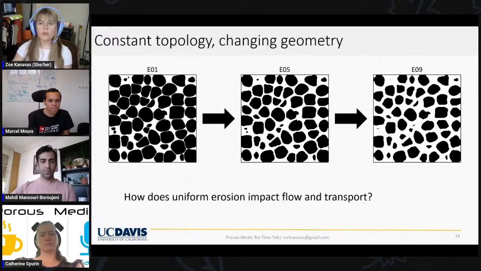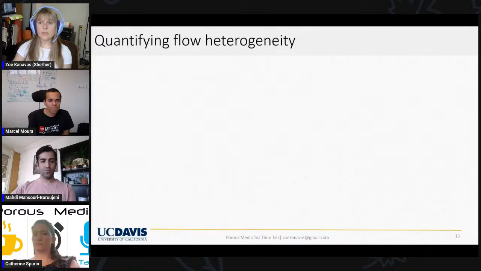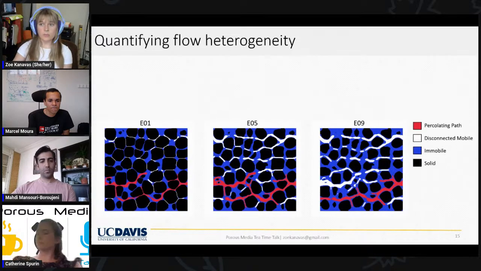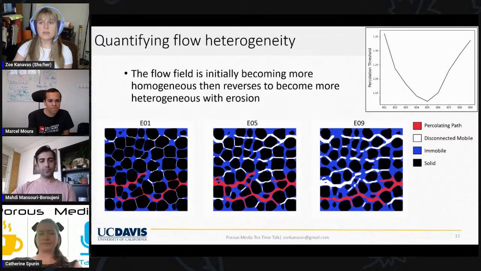Ultimately, through this work, we are trying to determine how uniform erosion impacts flow and transport. When we quantify the flow heterogeneity with the percolation threshold, we find that the flow field is initially becoming more homogeneous, then reverses to become more heterogeneous with erosion, the low point being at erosion step 5.